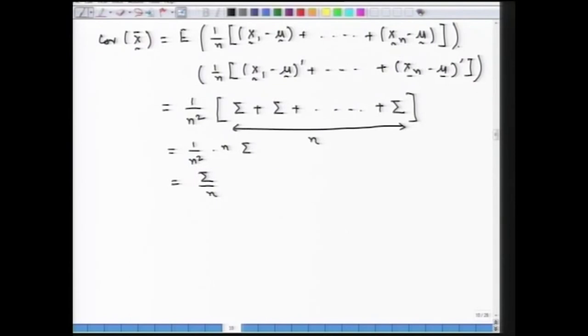Let us now move on to proving the second part of the result, which establishes actually the unbiasedness element of this covariance matrix. So, what we had seen, this is the second part of the result.